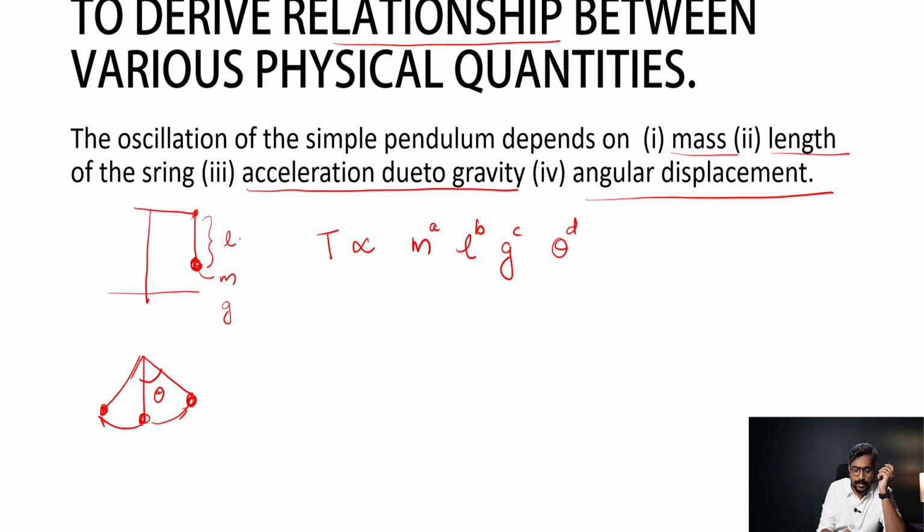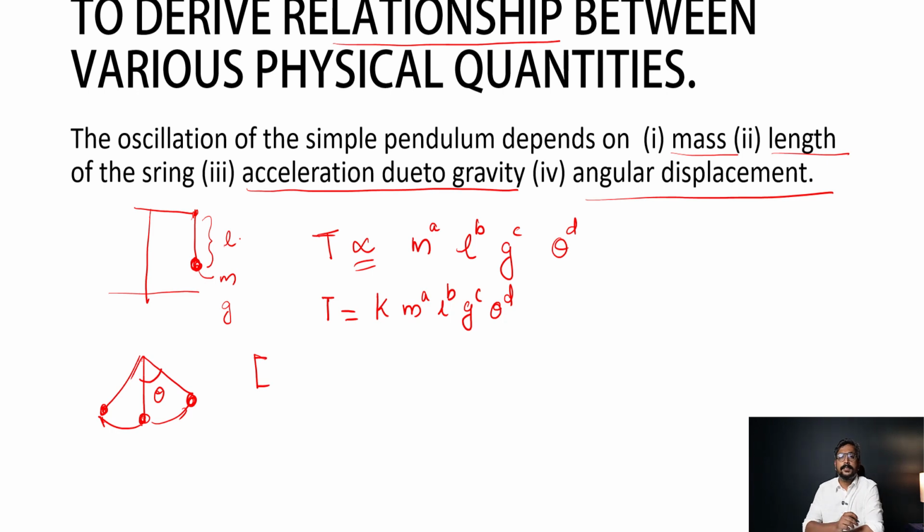And you know that this is a relation, so definitely this is a proportionality sign. In order to change that proportionality sign, definitely T will be equal to some constant. We don't know the value of the constant. T equals K, M raised to A, L raised to B, G raised to C, and theta raised to D. This is the case. Now using dimension analysis, we are going to find out the powers.